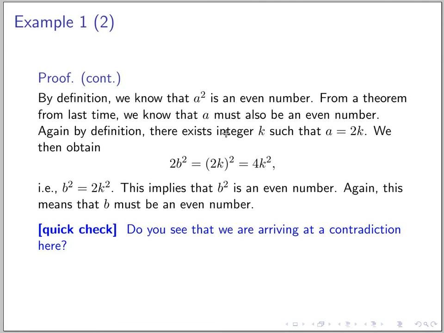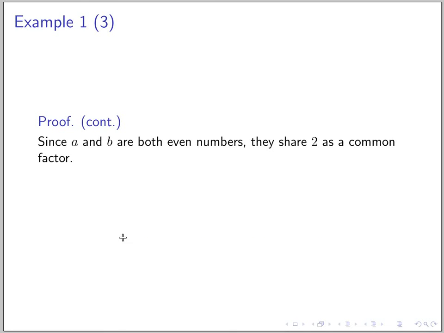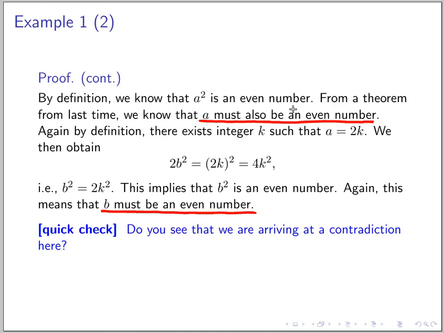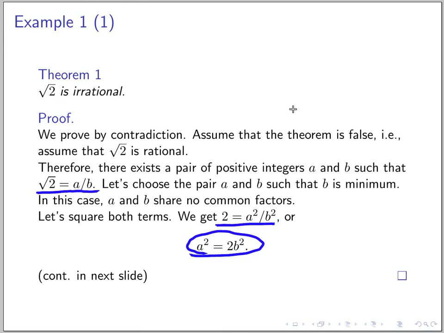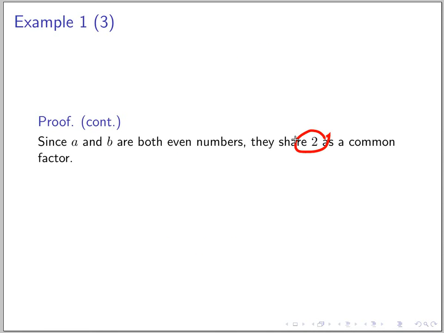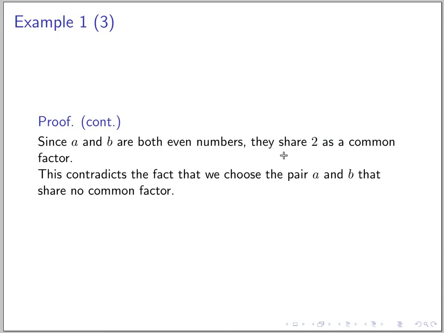Let me conclude again. We have that A is an even number and B is an even number. And since both are even numbers, they share 2 as a common factor. Now, if you recall, previously we assumed that they share no common factors, and we can do this because we can pick a pair A and B that we want, one pair for which they share no common factors. So this is a contradiction.